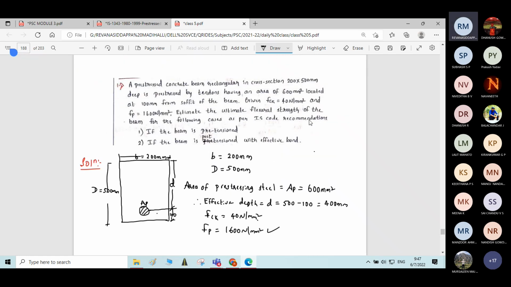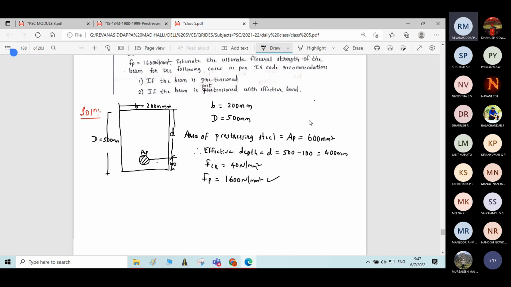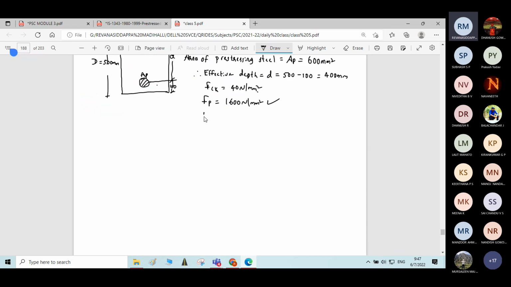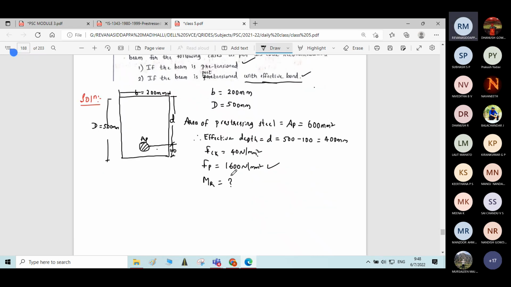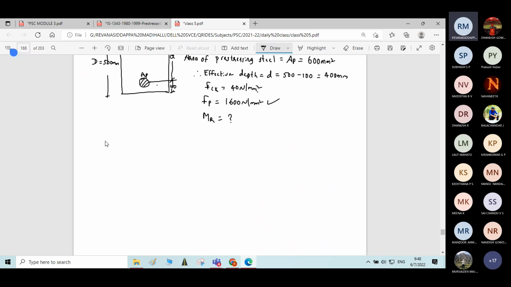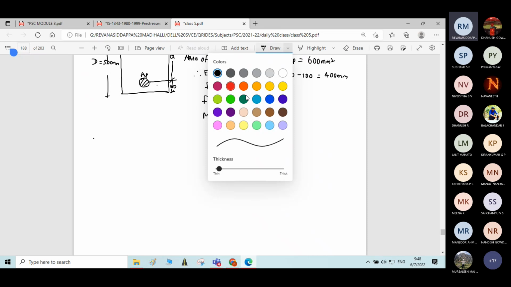Estimate the ultimate flexural strength of the beam. Okay. We need to estimate the moment of resistance. As per the IS code recommendation, we need to estimate the moment of resistance when the beam is pre-tensioned, and when the beam is post-tensioned with effective bond. Okay, first we'll solve the first question.